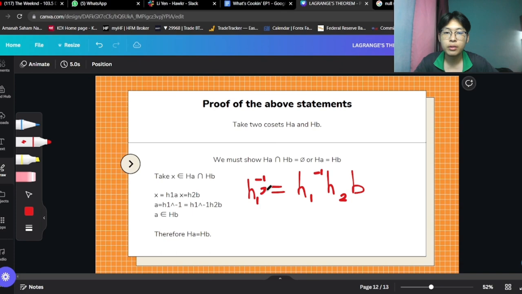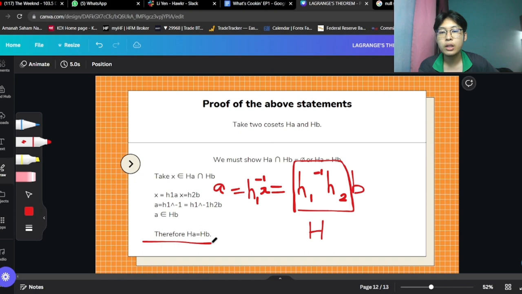Okay, thanks. The reason why I have the inverse here is because we can have an inverse in the group; this is something that we have learned in previous chapters. So I just want you to focus here. The reason why I can conclude that Ha is equal to Hb is because h1 inverse h2 is some element of big H, so we can say that a is an element of Hb. Because a is an element of Hb, we can conclude that Ha is equal to Hb.